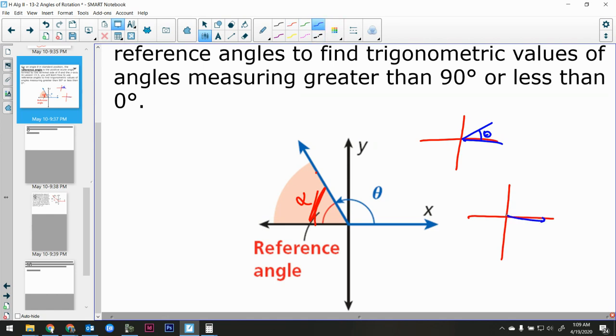Here's my initial side. Here is my terminal side. Well, then my reference angle would be this in here, okay? And we would just call it positive. That's my reference angle. If the angle falls in the fourth quadrant, say it was a negative rotation or something like that, this would be my reference angle, right in there, whatever that measurement is. And then you just kind of have to logically reason it through. What would the degree measure be there?